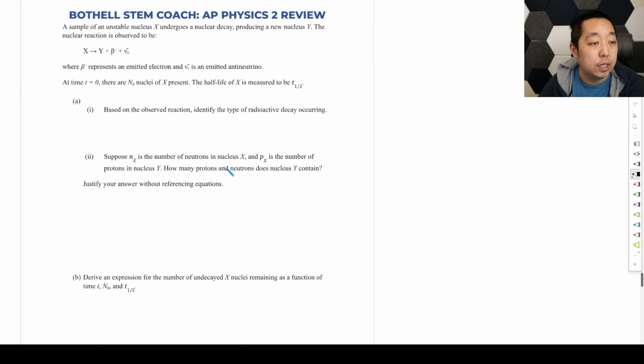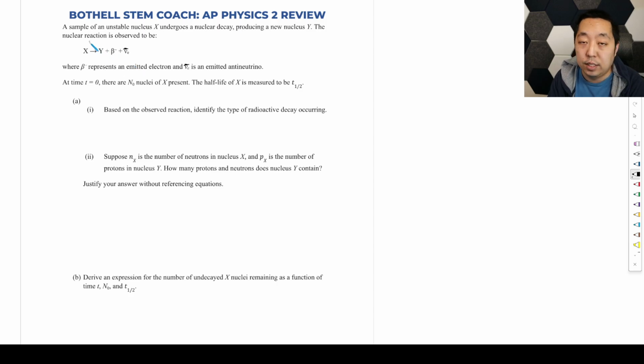Okay, let's look at another one here. We have a sample of unstable nucleus X that undergoes a nuclear decay, producing a new nucleus Y. The nuclear reaction is observed to be this, where beta minus represents an emitted electron, and v is an emitted antineutrino. I think that's supposed to have a bar over it. It's not a negative sign, because antineutrinos are neutral in charge, right? At time t equals 0, there are N0 nuclei present. The half-life is measured as T 1/2. Based on the observed reaction, identify the type of radioactive decay occurring.